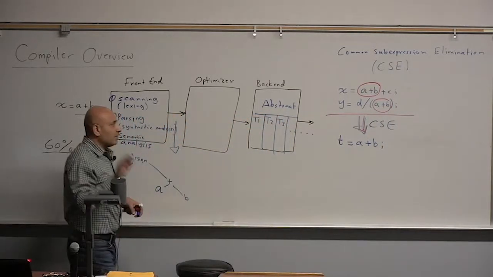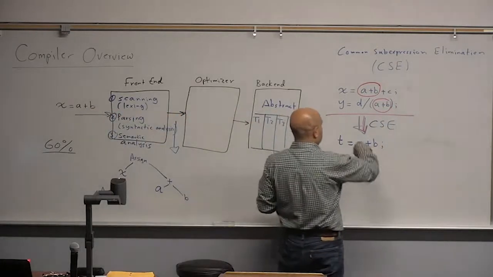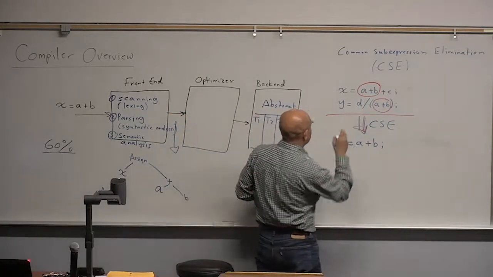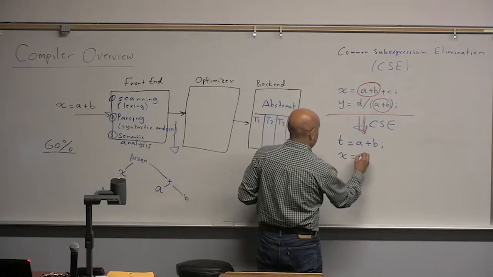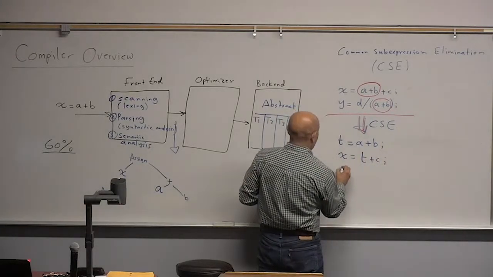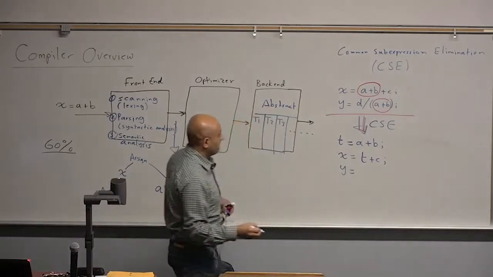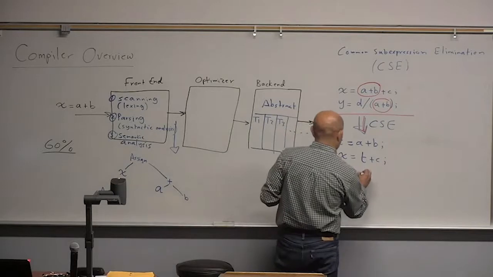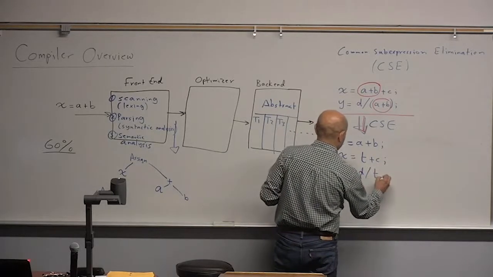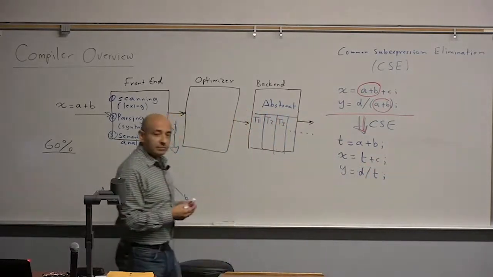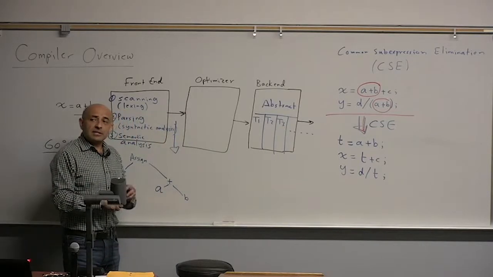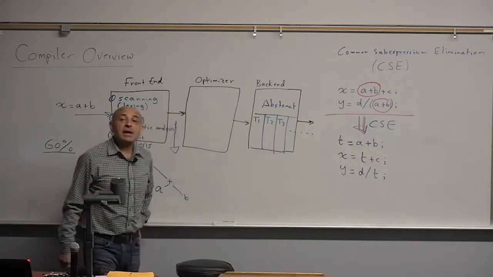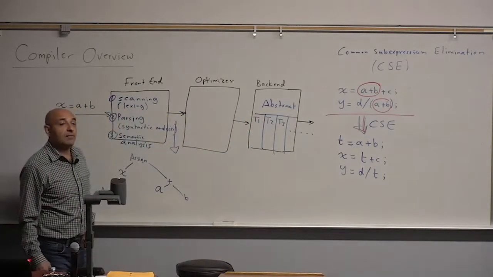And again, don't worry about the syntax here. This is conceptual. This is a conceptual presentation. t equals a plus b, x equals t plus c, and y equals what? d over t. It equals d divided by t. So this is a transformation that may make the code faster.